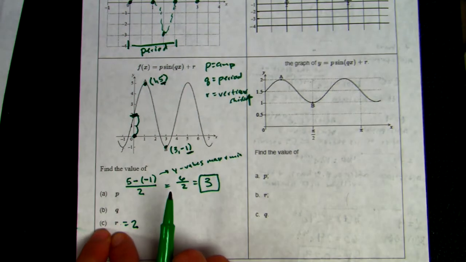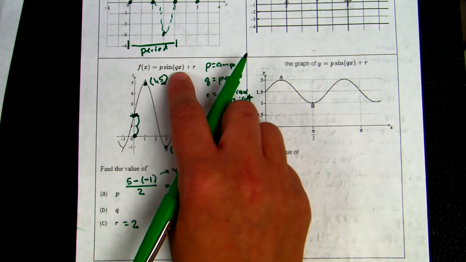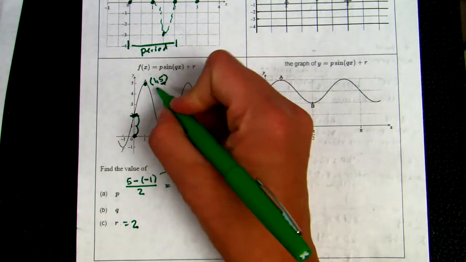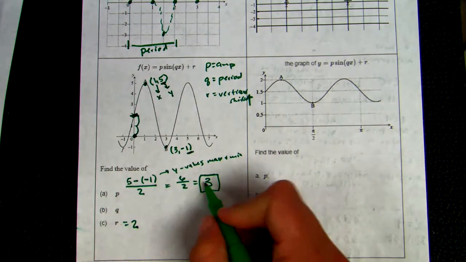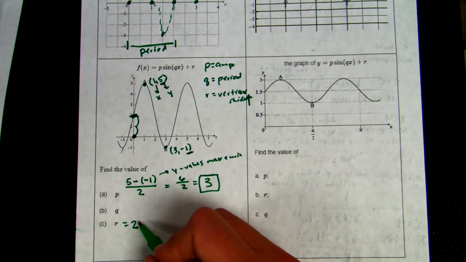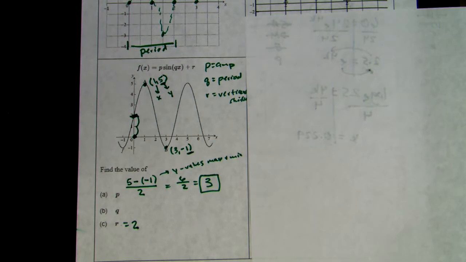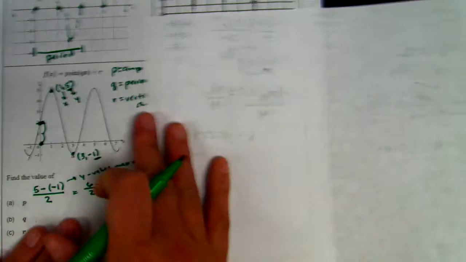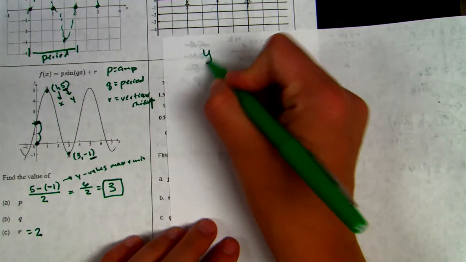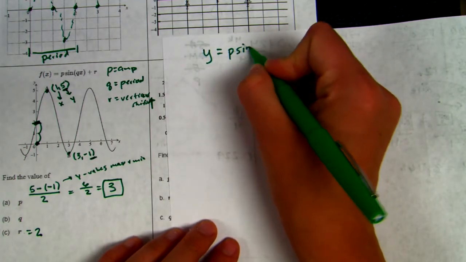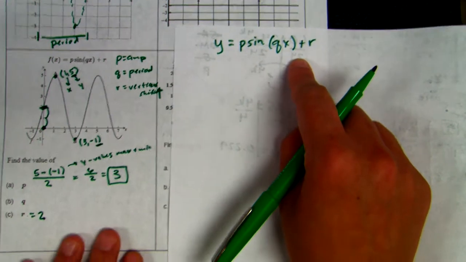Okay, so now that I know the value of R, let's see what I can plug into this function and figure out from there. I can use this as an x value, I can use this as a y value, and I know the value of P and the value of R. So I'm going to write all that down and plug it into my equation. I'm given this equation here: f of x, which is the same thing as y, is equal to P sine of qx plus R.